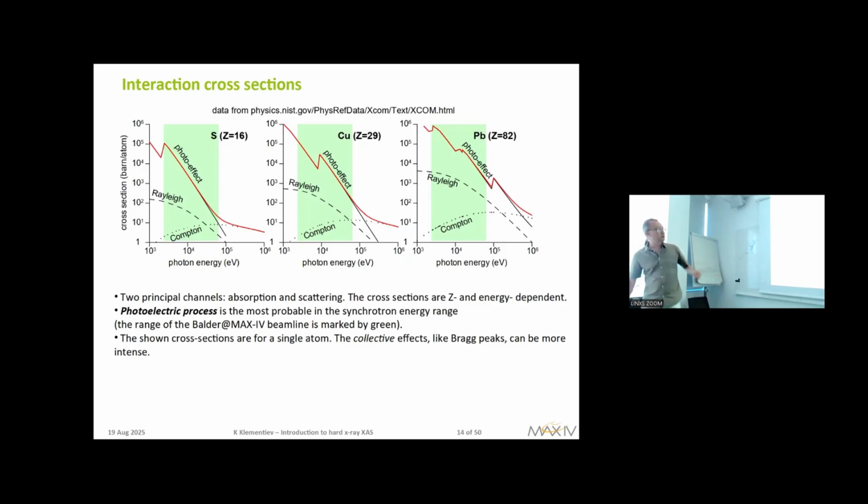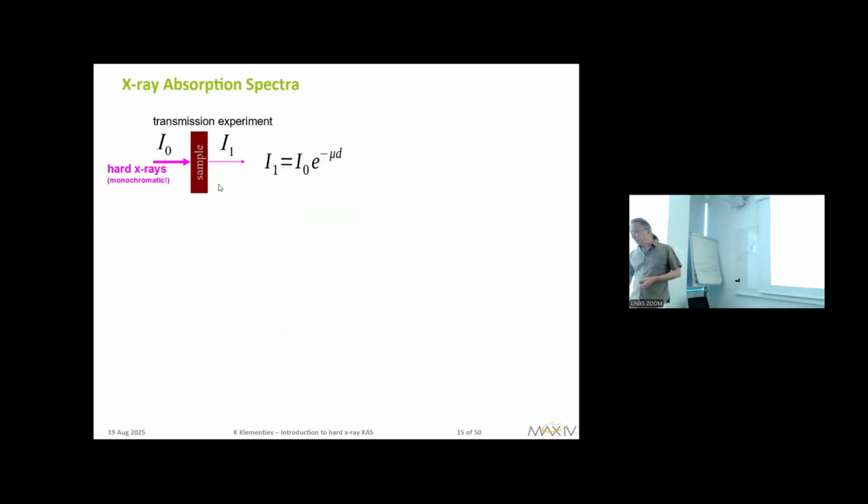Well, there are also collective effects. This is at the bottom of this slide, like Bragg peaks, where different atoms combine together, and in principle can be very strong also in scattering, in collective scattering, which is diffraction. Yes, that can overcome the photo effect, but for a single atom, this is the strongest.